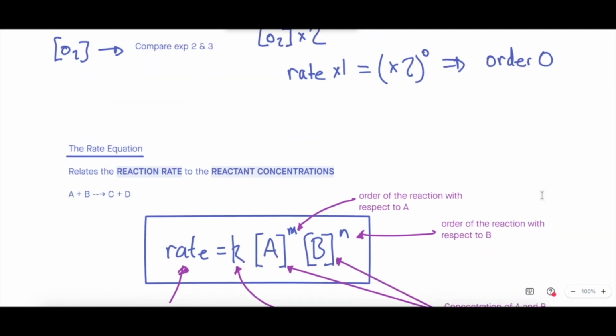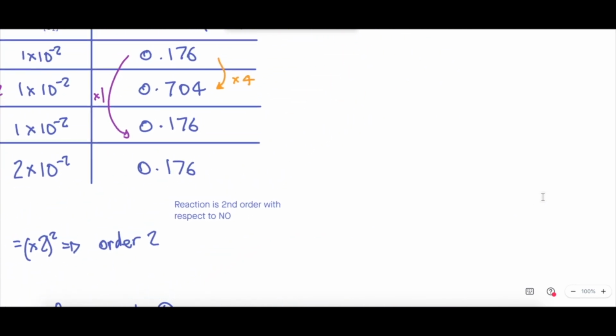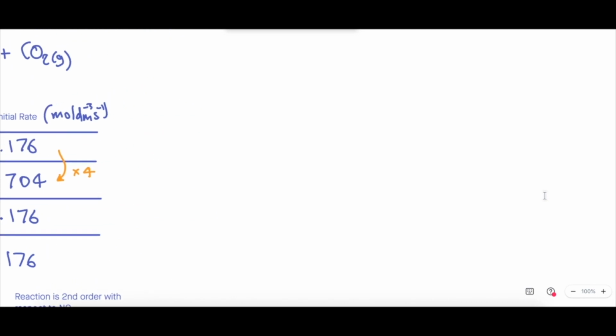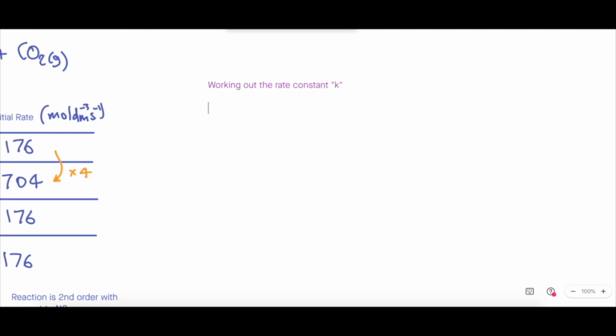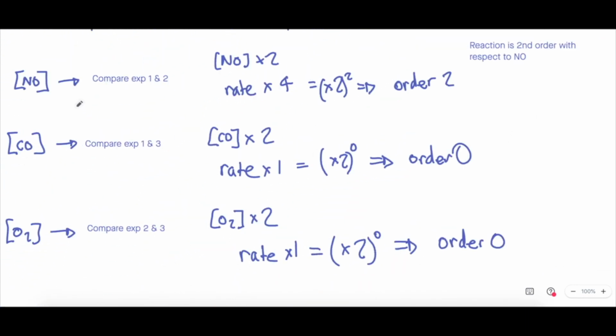Okay, so now I'm going to show you how to work out the rate constant. And we're going to use this example that we looked at earlier. So working out the rate constant k, let me give you the steps. The first step is to write out the rate equation. You can only do that once you've figured out the orders of each of the reactants. So from this, we worked out that for NO we had order 2, for CO we had order 0, and for O2 we had order 0 as well.